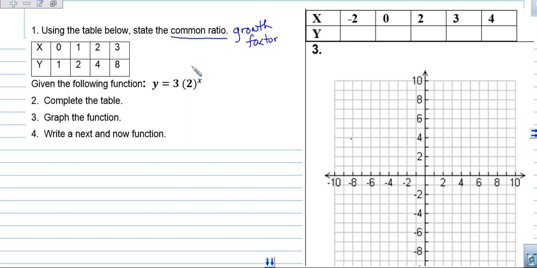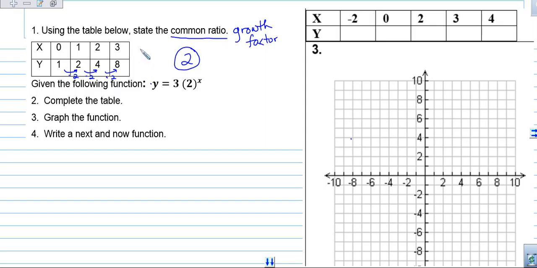So what you're going to do is just figure out how you move along the table. And there's several ways you can figure it out. You could say, okay, since it says common ratio, you know it's going to be multiply or divide. And so you figure out it multiplies: 1 times what is 2? That's times 2. And then 2 times 2 is 4, and 4 times 2 is 8. So you should know that the common ratio is 2. So that's all you would put for that particular question.